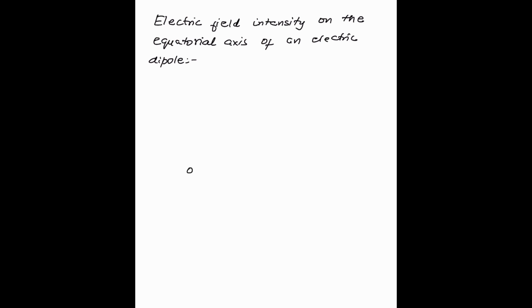Suppose we have an electric dipole as represented in the diagram by AB. O is the midpoint of the dipole. We are representing the total length of the dipole by 2L. So the distance from A to O will be L, and from the point O to B will also be equal to L. Let the distance of the point P from O be R. Since the point is on the equatorial axis, the angle POB as well as the angle POA will be 90 degrees.